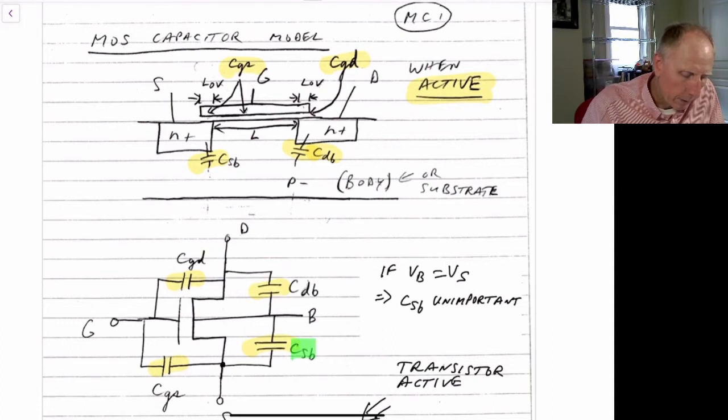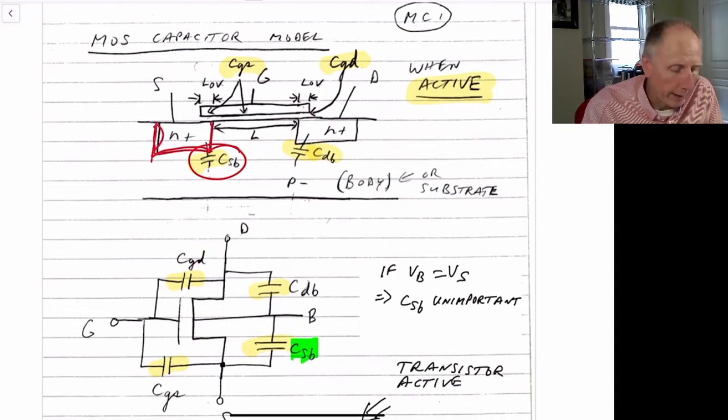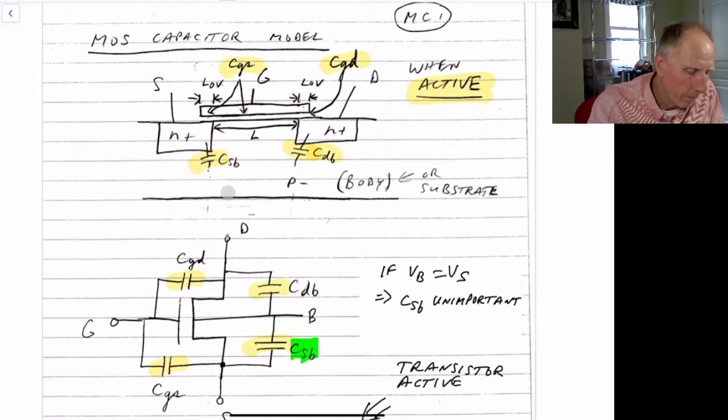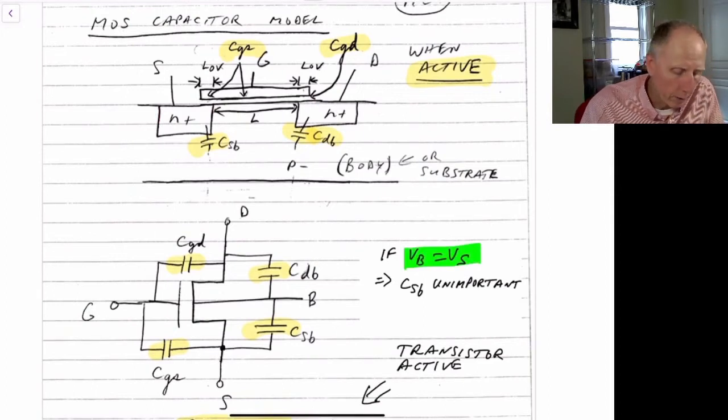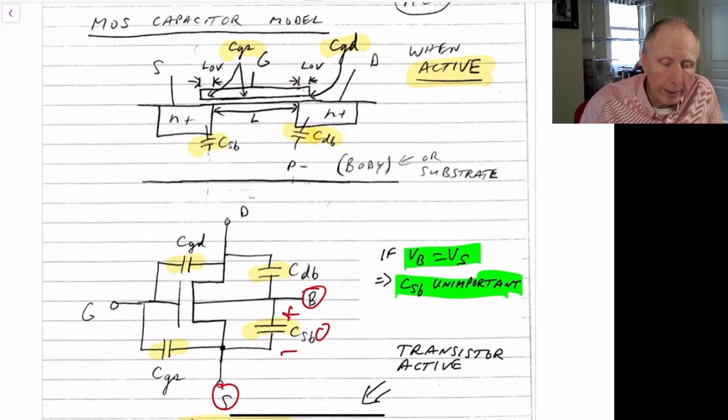Now the source to bulk is the very same thing but on the other side. So again it would be this whole region here, and that would be the reverse bias voltage of that junction. In the case where the bulk is equal to the source, which occurs in many cases in analog circuits, we'd have these two voltages, the bulk and the source, being the same, in which case the voltage across this would always be 0, and the source to bulk capacitance really would be unimportant. So we would not have to worry about the CSB when the voltage of the bulk equals the voltage of the source.